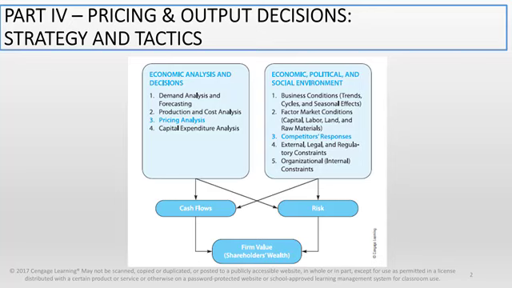Lemon market problem. George Akerlof. Sellers have more information than buyers. Buyers hesitate to pay full price. Leads to adverse selection and reduced market efficiency.